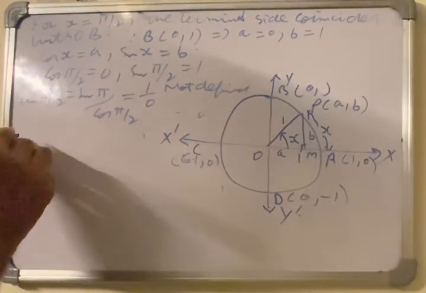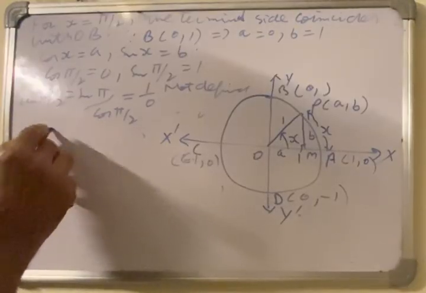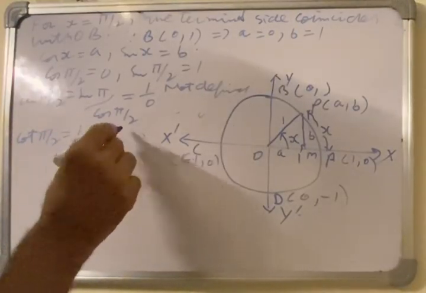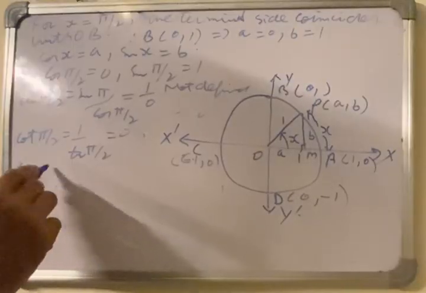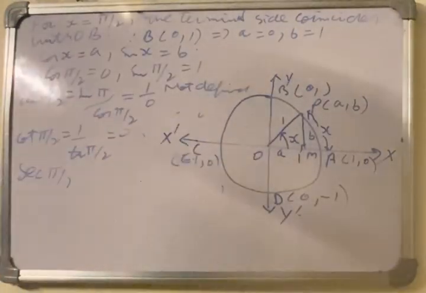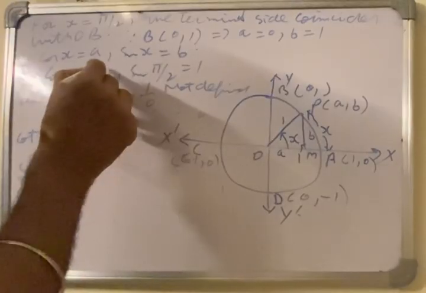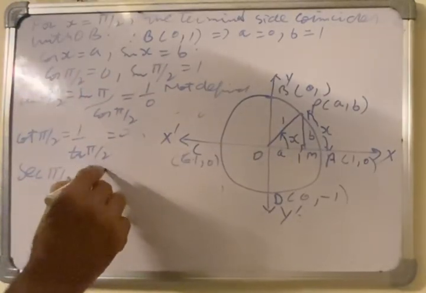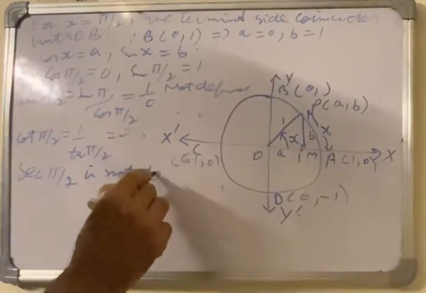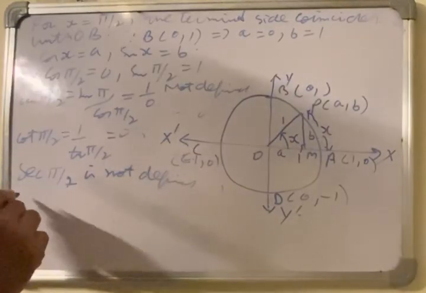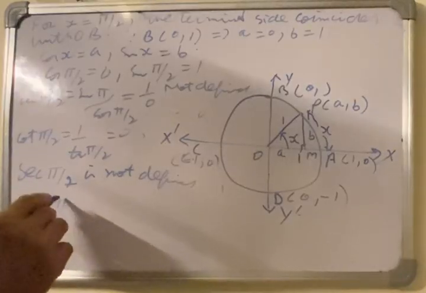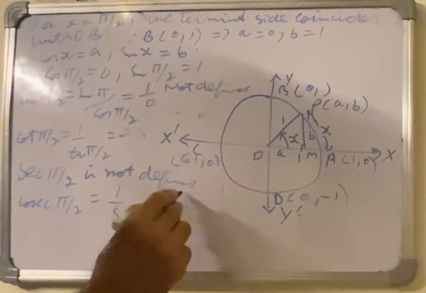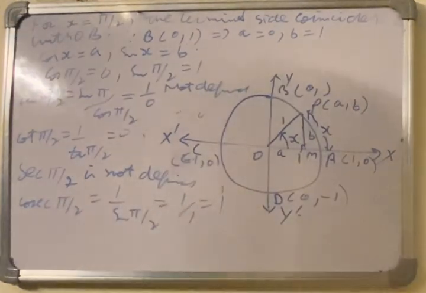Cot pi by 2 is 1 over tan pi by 2, it is 0. Secant pi by 2 is not defined because it is the reciprocal of cos pi by 2, which is 0. Secant pi by 2 is not defined. Cosecant pi by 2 is 1 over sin pi by 2, which is 1 over 1, 1.